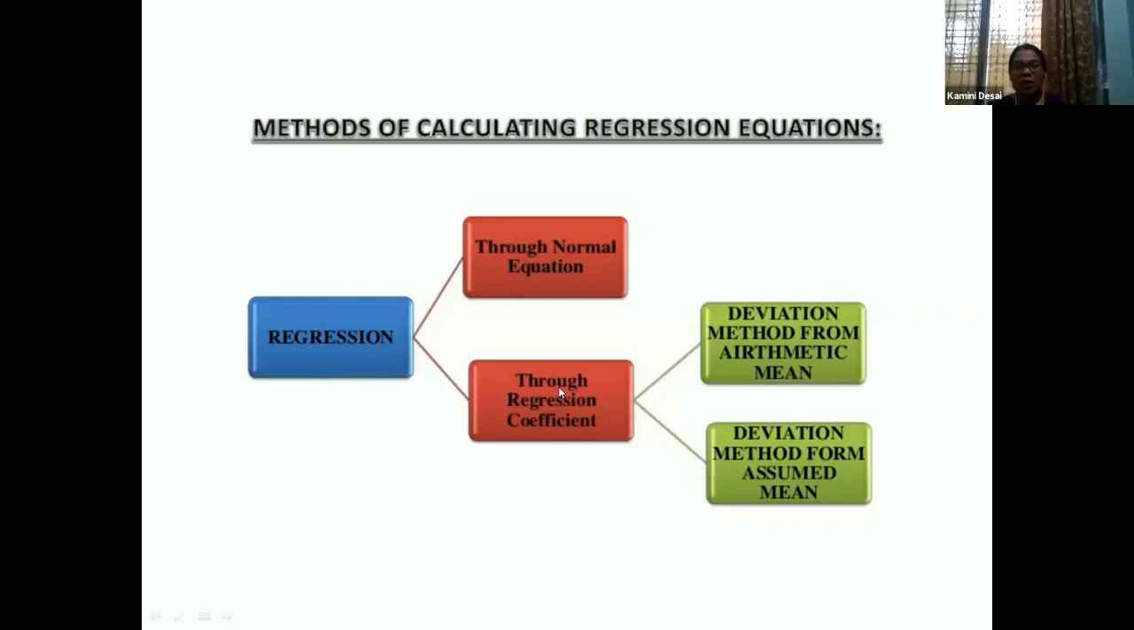Yes, ma'am. Okay, so there are two methods, that is through normal equation and through regression coefficient. In the regression coefficient method, there are two methods: deviation from the arithmetic mean and deviation from an assumed mean. What happens in the deviation method for an assumed mean? We first assume the mean for x and y, and then we calculate, substitute the values in the model, and then we find the regression model. So there are two methods. We will see how to calculate the regression line.